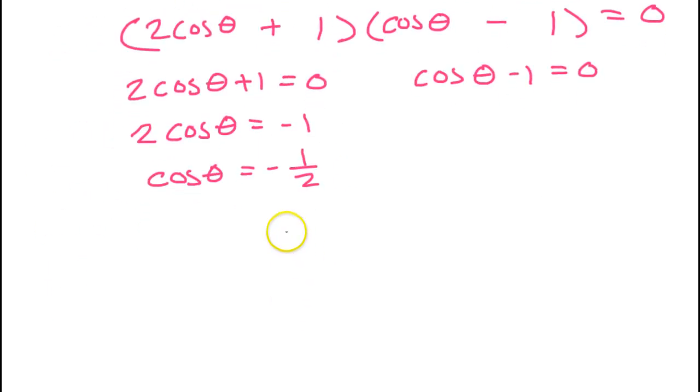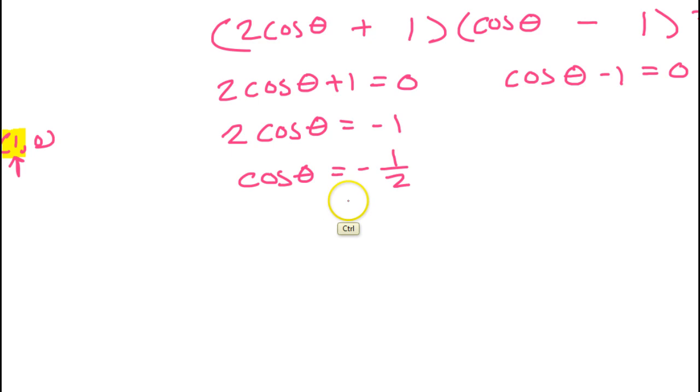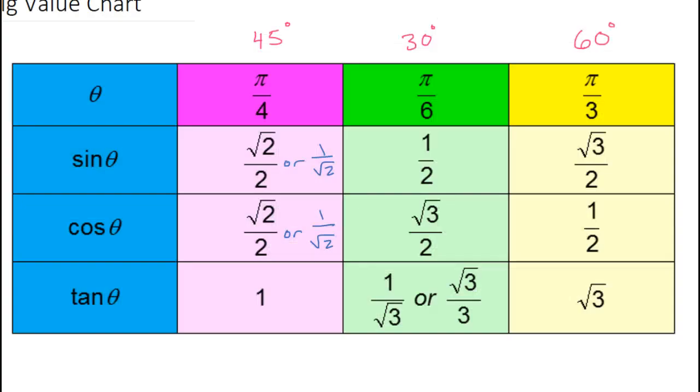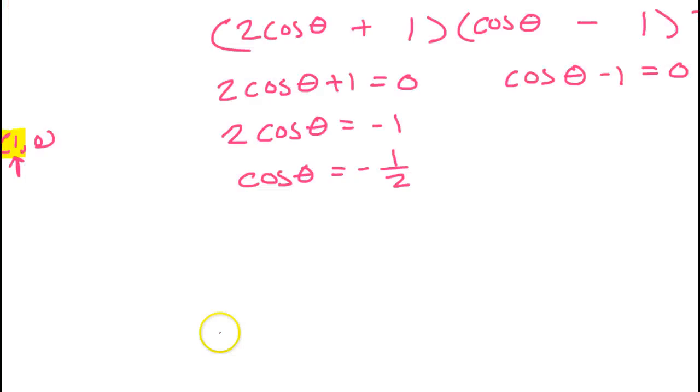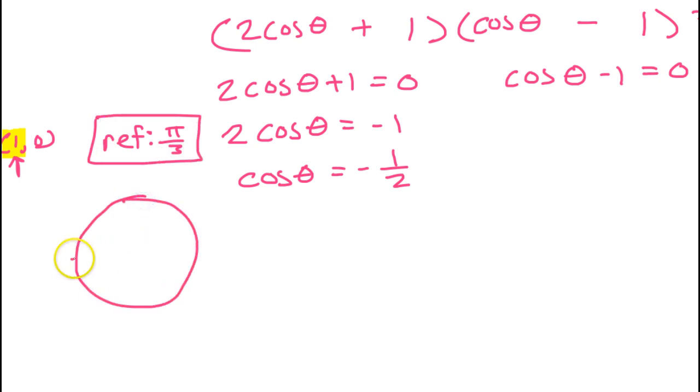Alright, let's follow through and solve this out. Let's find the reference angle. Cosine of what angle is 1/2? Ignore the negative sign for a second. Okay, boom, pi over 3. So the reference angle is pi over 3. Okay, so this is what you should be thinking in your brain. You should not have to draw this picture.